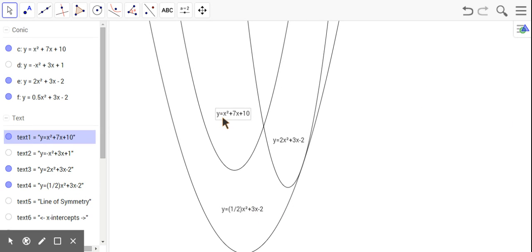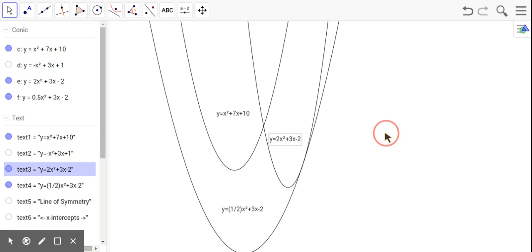So here is a parabola with a equal to 1. This is a parabola with a equal to 2. And this is a parabola with a equal to 1/2. And all 3 of these parabolas are different. Again, the importance of that a term.